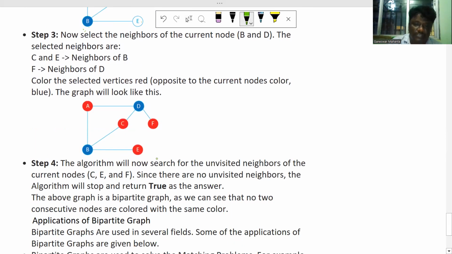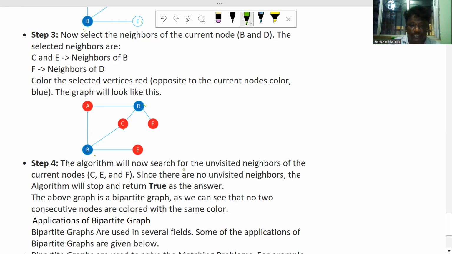And this graph is called a bipartite graph. Two consecutive vertices do not have the same color. Red and blue, red and blue, red and blue, blue and red, right? Red and blue. So this graph is called a bipartite graph. So we can define the set C, E, F.